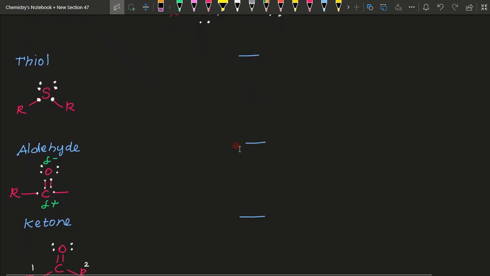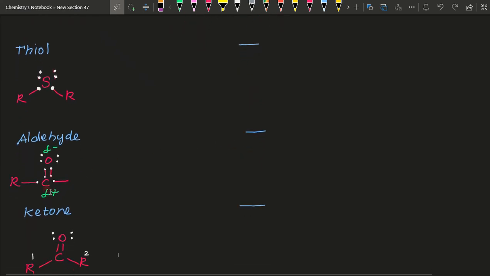Next, aldehyde. See, in aldehyde, this carbon and oxygen bond with the double bond. Oxygen has more electronegativity than carbon, so carbon attains a partially positive charge and oxygen attains a partially negative charge. There is no name for this.